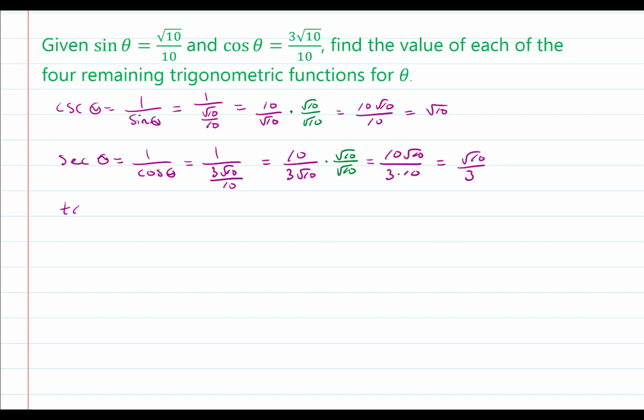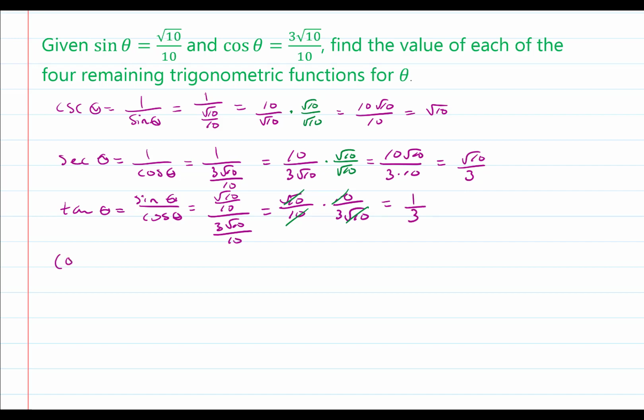Let's now find tangent of angle theta, which we know based on the quotient identity is equal to sine of angle theta over cosine of angle theta. We can now replace sine and cosine with their respective ratios. So sine is equal to square root of 10 over 10, and cosine is equal to 3 times square root of 10 over 10. We're now going to simplify this ratio by taking the numerator and multiplying it by the reciprocal of the denominator, which would be 10 over 3 times square root of 10. Let's now reduce by common factors. So we have a common factor of 10 in the numerator and denominator, and a common factor of square root of 10 in the numerator and denominator. This leaves us, after we reduce, with 1/3.